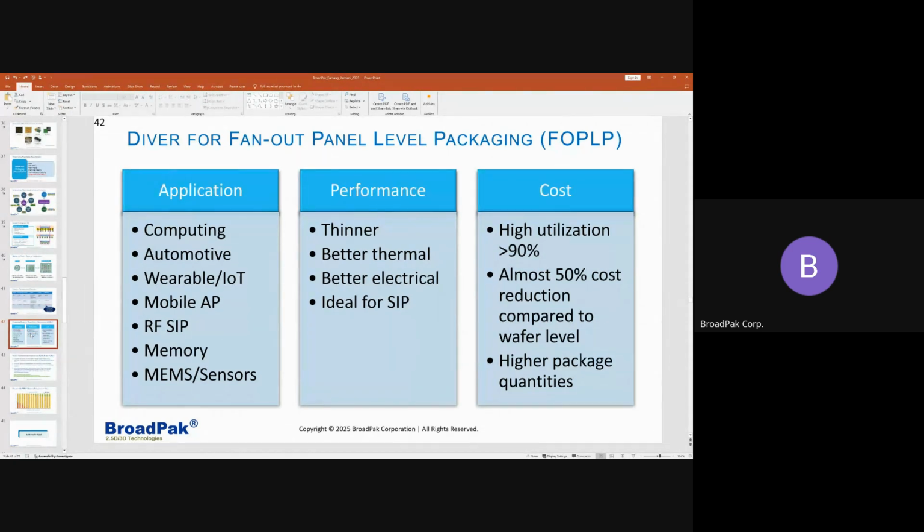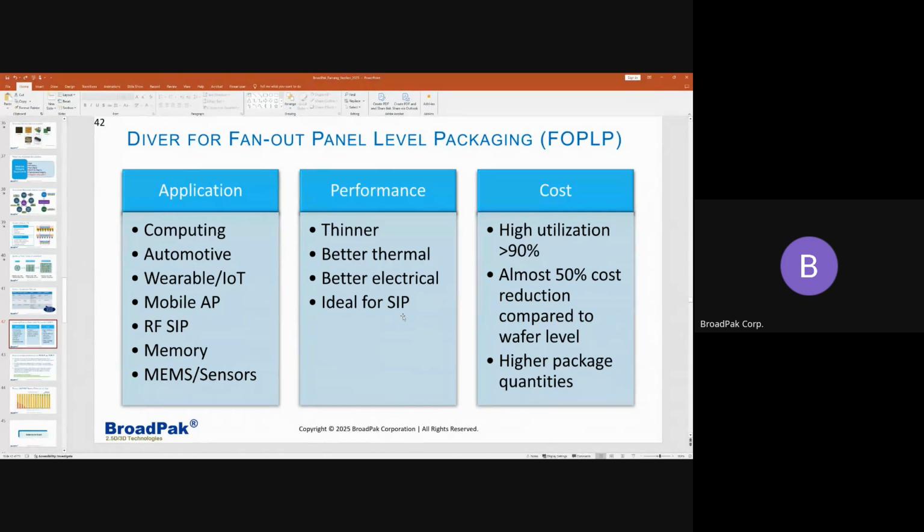So how do we decide for the fan out panel level packaging? What are the drivers for the PLP? One area is computing, automotive, wearable, mobile, RF SIP, memory, and MEMS sensor. The reason that you want to strive for the PLP is to make it thinner, with better thermal, better electrical, and it is ideal for SIP.